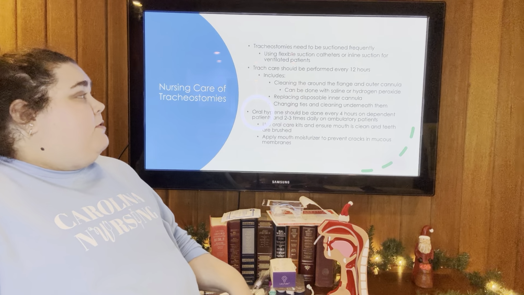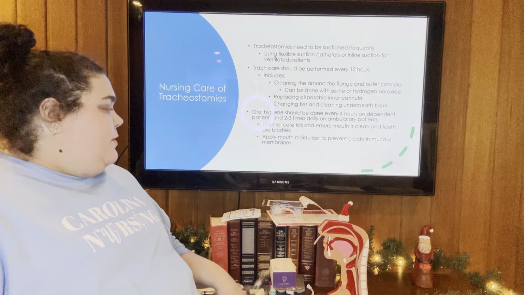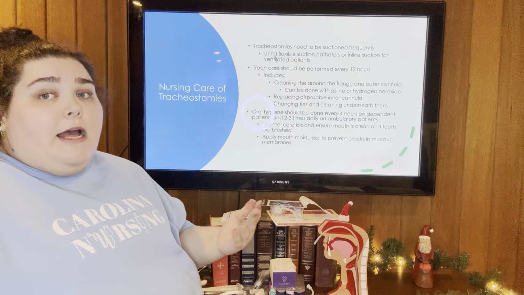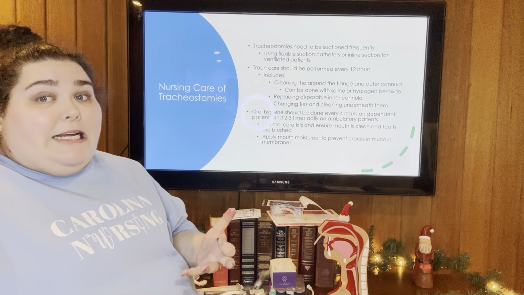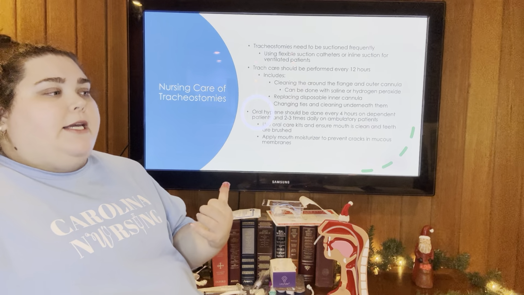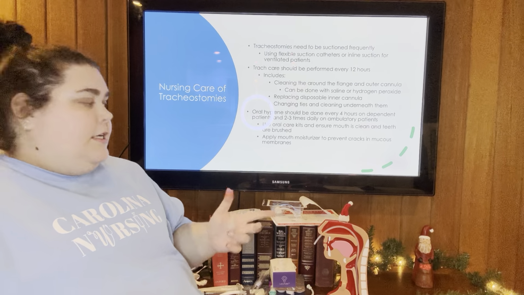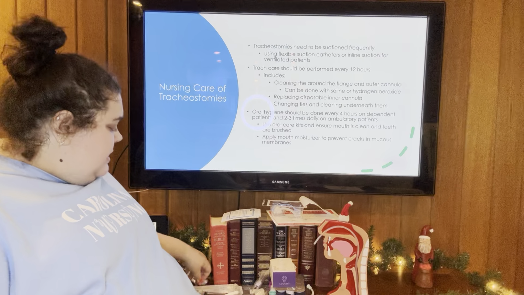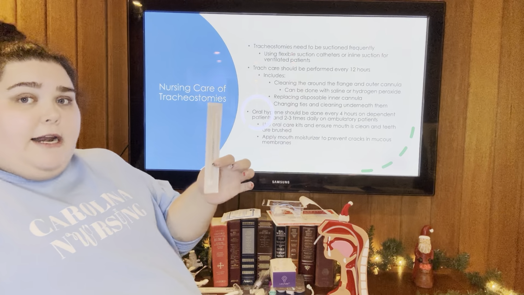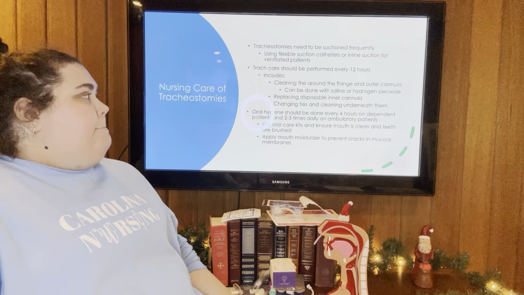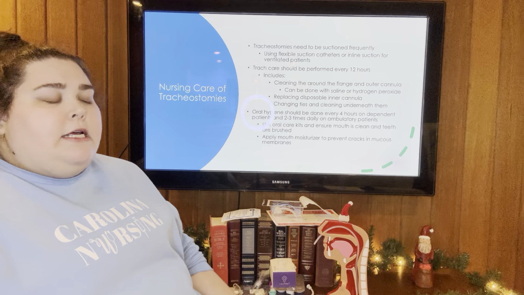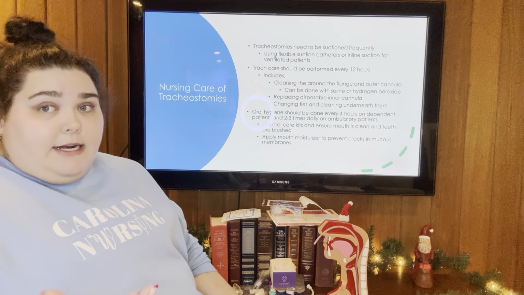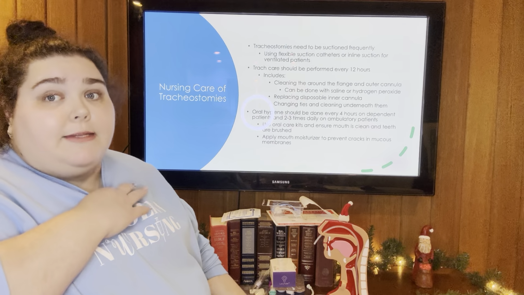Your trach care should be performed every 12 hours, and you usually will have a trach care kit that will have all the stuff that you need in it to do the trach care. It'll have some scrubby brushes, some Q-tips like these, cotton applicators, some clean ties, some drain pads, things like that, and then a nice tray that you can use to clean it.